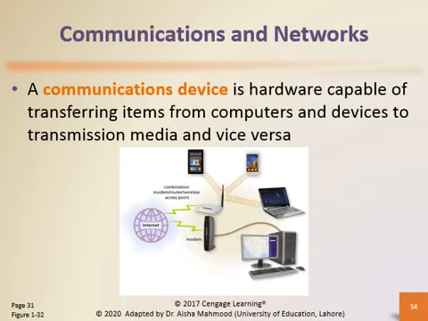Computer communications describes a process in which two or more computers or devices transfer, meaning send or receive, data, instructions, and information over transmission media via a communication device. So a communication device is hardware capable of transferring items from computers and devices to transmission media and vice versa. Examples of communication devices are modems, wireless access points, and routers.